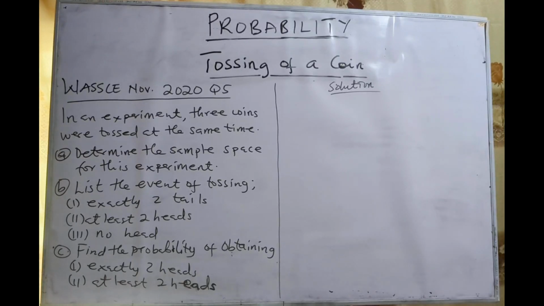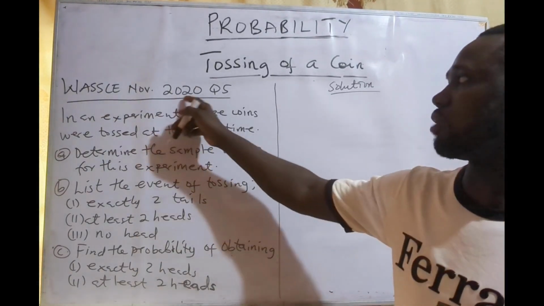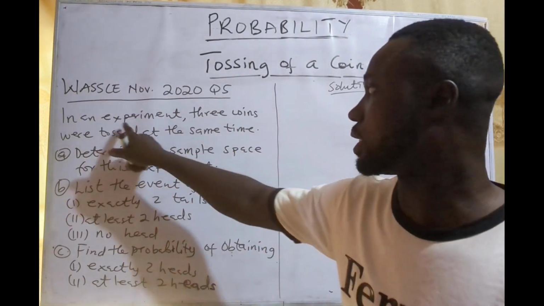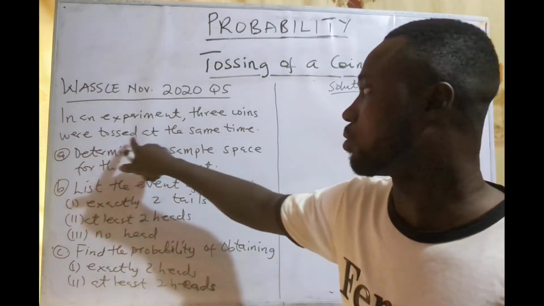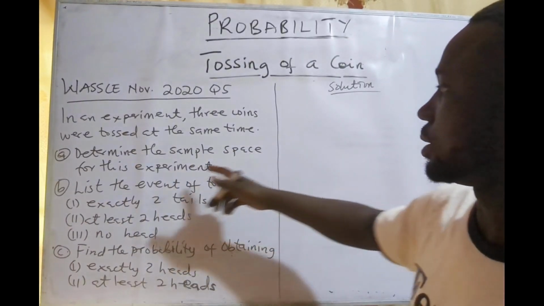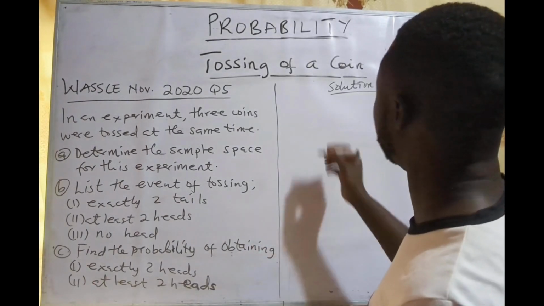So let's look at a past question here. WASSCE November 2020, question 5. Alright, tossing of a coin. In an experiment, 3 coins were tossed at the same time. Determine the sample space for this experiment. The sample space here means the possible outcomes.